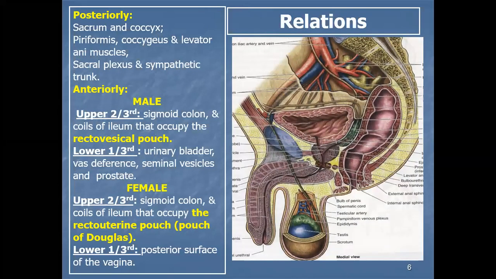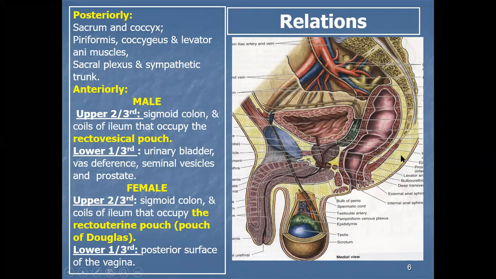Coming to the relations, we have already seen some of the relations of the rectum. Posteriorly, the sacrum and the coccyx, it is the same for both the male and female. So this is the sacrum and below is the coccyx, and below that we will have the piriformis, coccygeus muscle as well as the levator ani muscles.